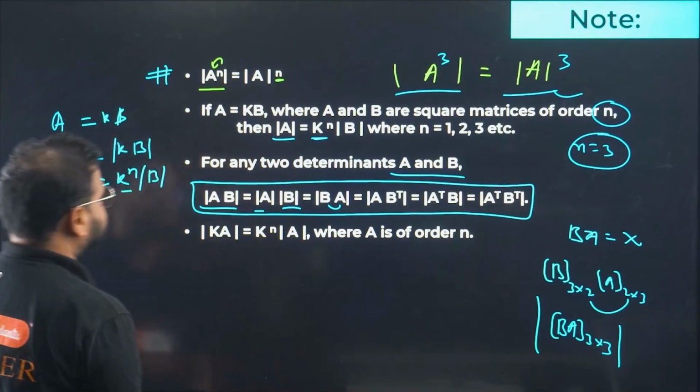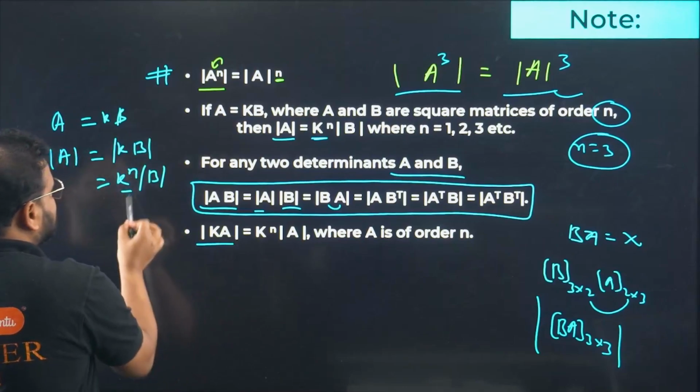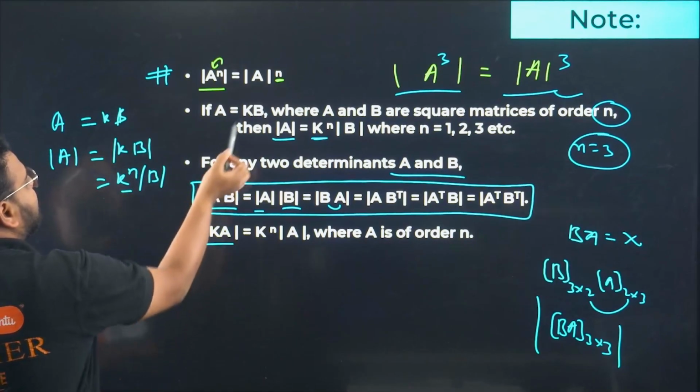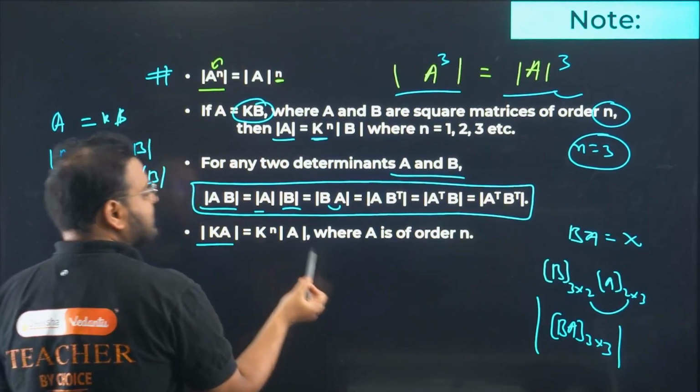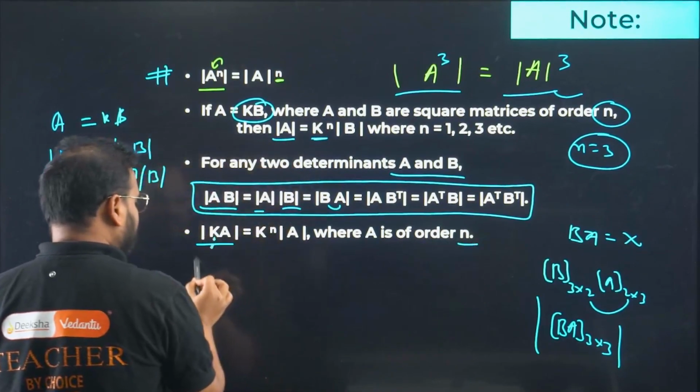Now again, the same property, this is the same thing. If you have KA, here we have taken KB, right? So if you take the determinant of KA, based upon the order of the matrix, that K will come out with the same power.